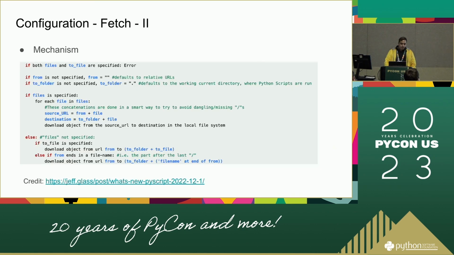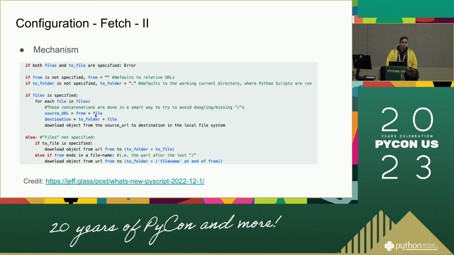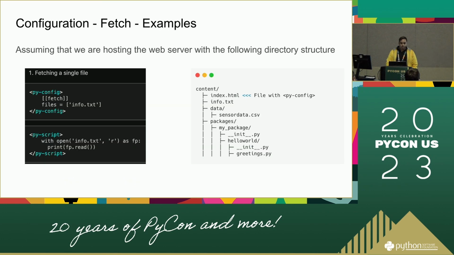So this is basically the algorithm. I'll share the link to the slides. You can read it. But basically, for each file in this files array, your source URL is from plus file, and your destination is toFolder plus file, and you download the object from source URL to destination, right? And there's this blog by Jeff. It covers various use cases of it, but let's go over some examples.